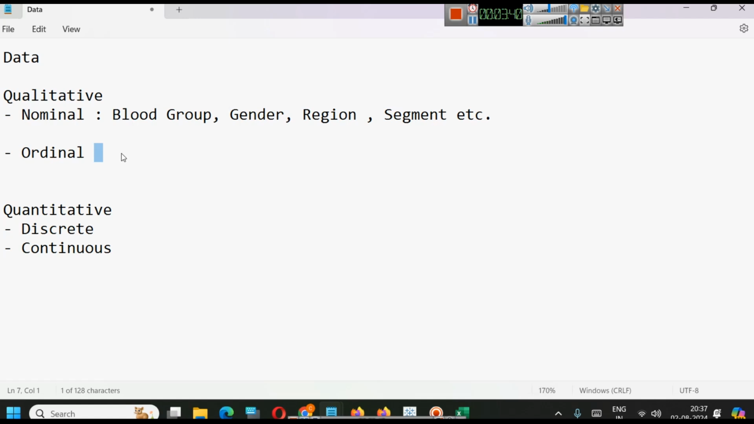Now there are also some ordinal variables. Ordinal variables also have a finite number of values, but these ordinal variables have an order also. For example, highest qualification. Highest qualification can be, let's say in India, 10th, intermediate, graduation, post graduation, doctorate, something like that, right? So it has an order, isn't it? So something that has a finite number of values, but it has an order.